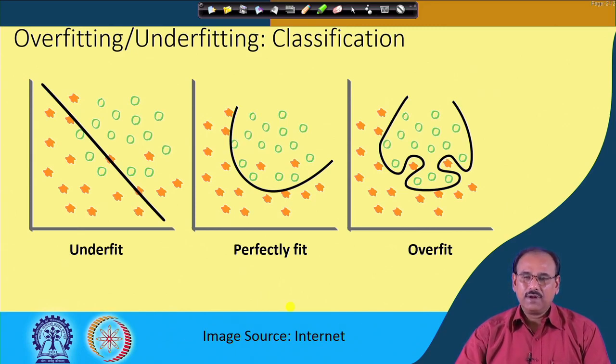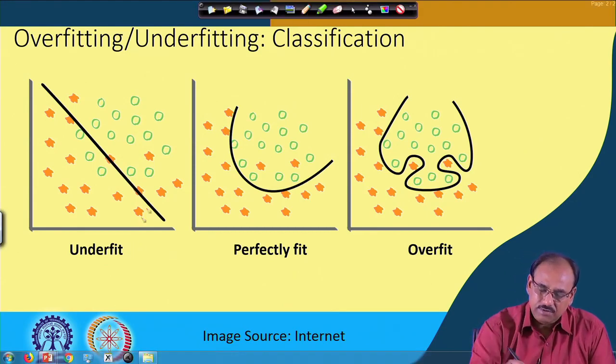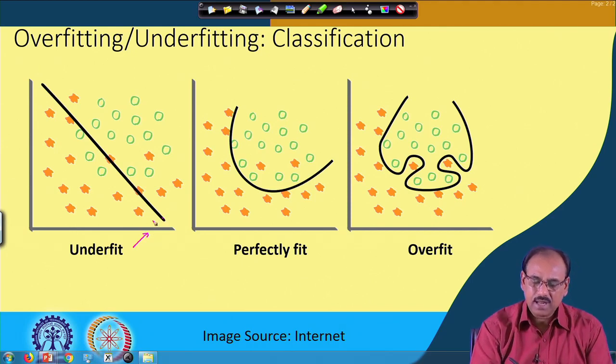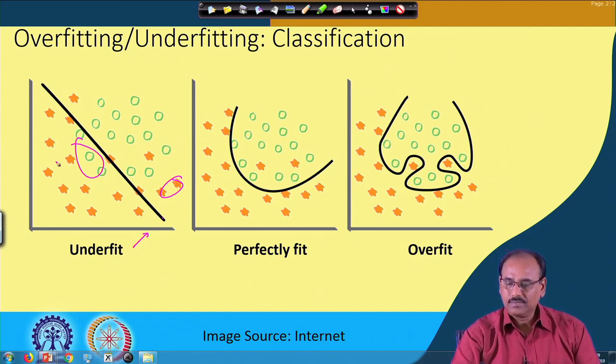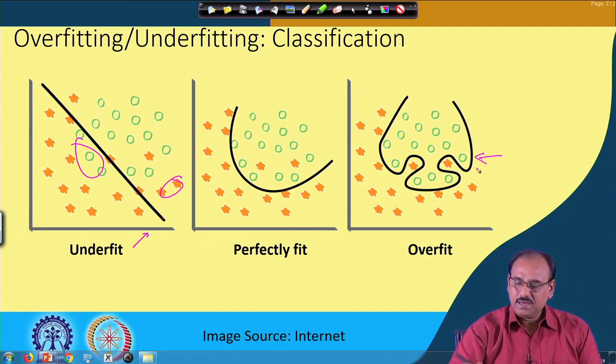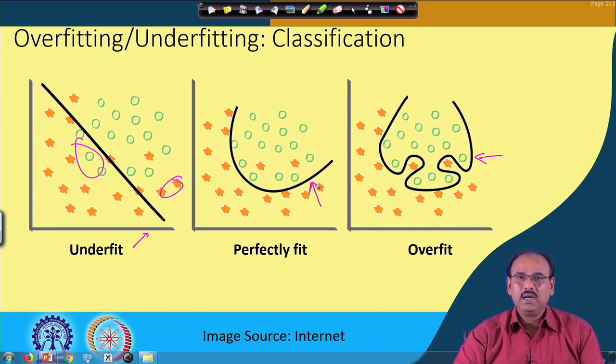On the left hand side, you find that it is a case of underfitting, because what the classifier learns is a linear classifier, and as a result, there are a lot of misclassifications. On the right, this is an overfitting case, because the classifier has learned the training data too well, and as a result, it has missed learning the inner structure of the data. And that is what has been learned in the middle case, where we say that it is a perfect learning.